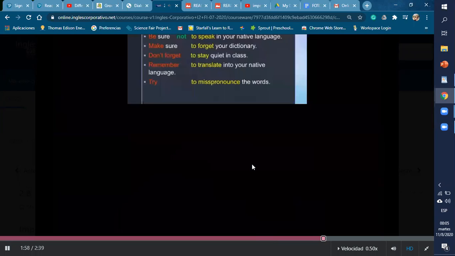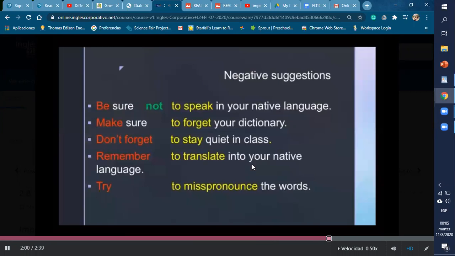Now read these suggestions. Be sure to speak in your native language. Make sure to forget your dictionary. Don't forget to stay quiet in class. Remember to translate into your native language. Try to mispronounce the words. You will agree with me that they are not good suggestions to give an English student. Therefore, we need to add the word not to make them positive suggestions. So the word not will go between the imperative and the infinitive.